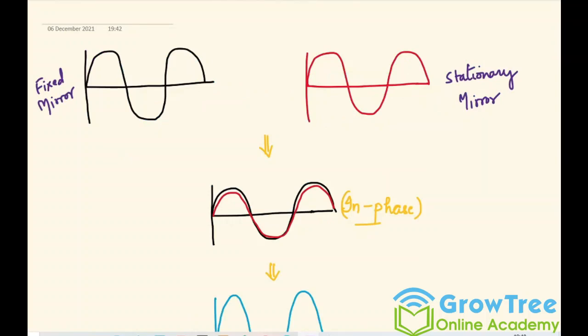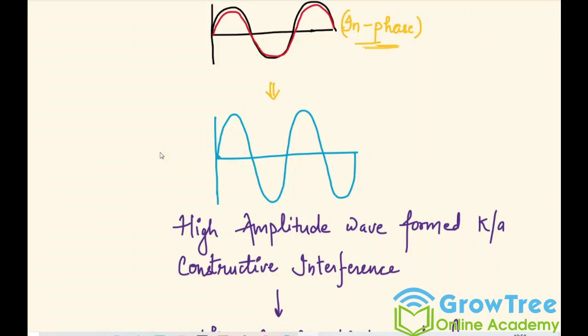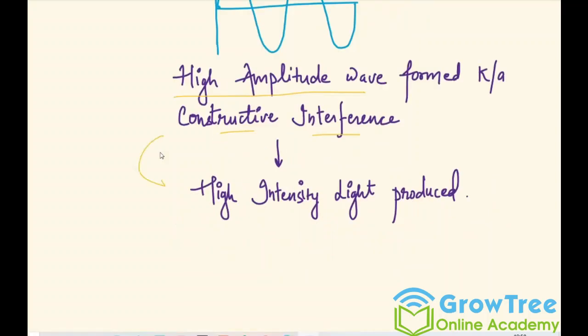As we know that light travels in the form of waves, let's say this wave A is for the fixed mirror and this wave B is for the moving mirror. As we can see, the nature of these two waves is the same, so they both will get combined at the beam splitter and they will be in phase. As you can see in the diagram, both of these waves will overlap with each other, and as a result we will get a high amplitude wave, which is known as constructive interference. Due to constructive interference, high intensity light is produced. So as a result of case 1, we got high intensity light.